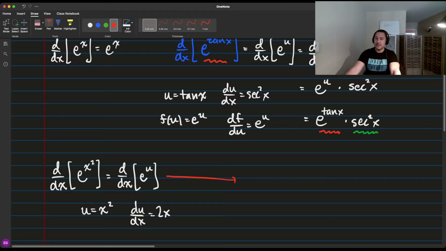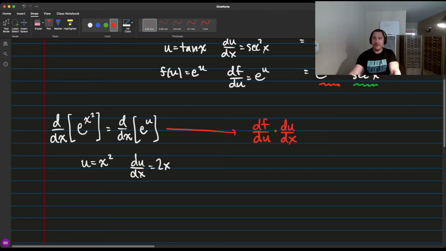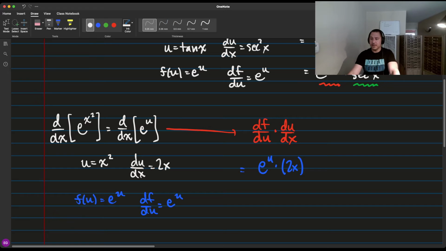So remember, the chain rule says you're going to do the derivative of f with respect to u times the derivative of u with respect to x. My f of u is e to the u. So what is my df du? Again, it's just e to the u. So I get e to the u times the du dx, which is 2x. Okay, and then I need to replace what the u is. My e to the u is e to the x squared times 2x, which we would usually write as 2x e to the x squared.